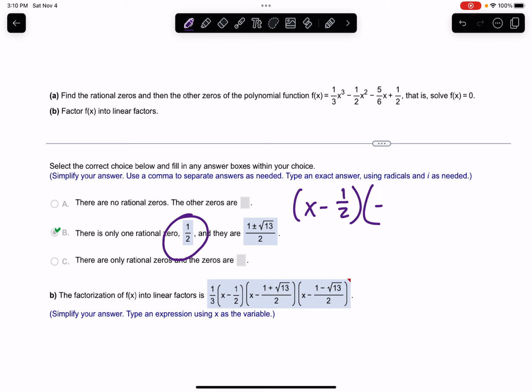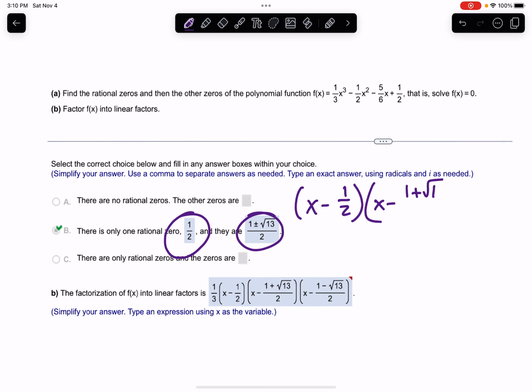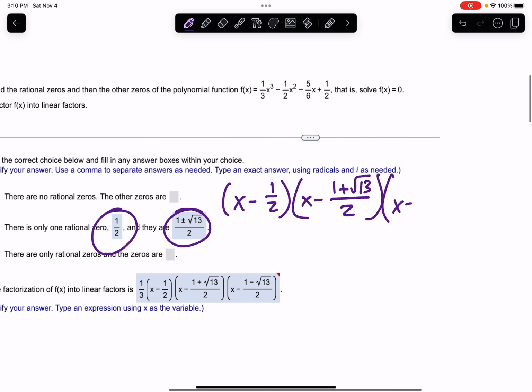x minus, and then you put your 0 in. So another one of my zeros is 1 plus the square root of 13 over 2. So I just say x minus 1 plus the square root of 13 over 2. And then the next one would be with a negative in it. So I would say x minus 1 minus the square root of 13 over 2.